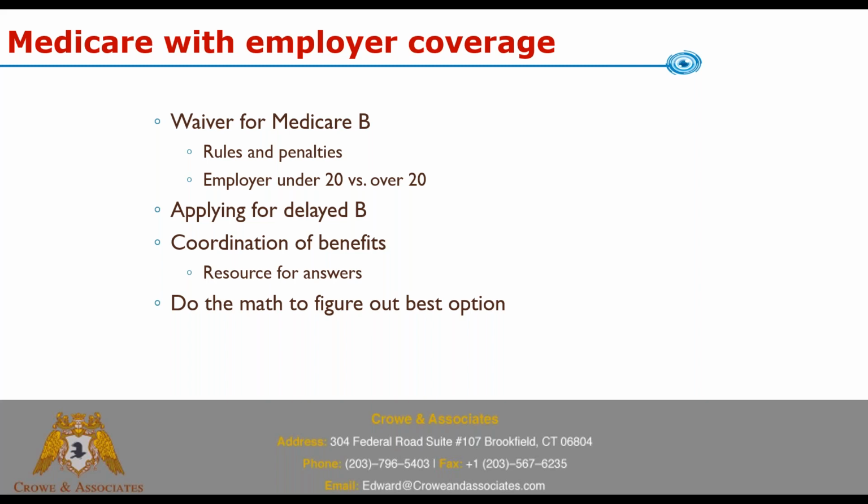And then just doing the math to figure out the best options for somebody who is over 65 and working and trying to decide: am I going to stay on my work plan, or am I going to come off and sign up for Medicare Part B and go with the Medicare plan?